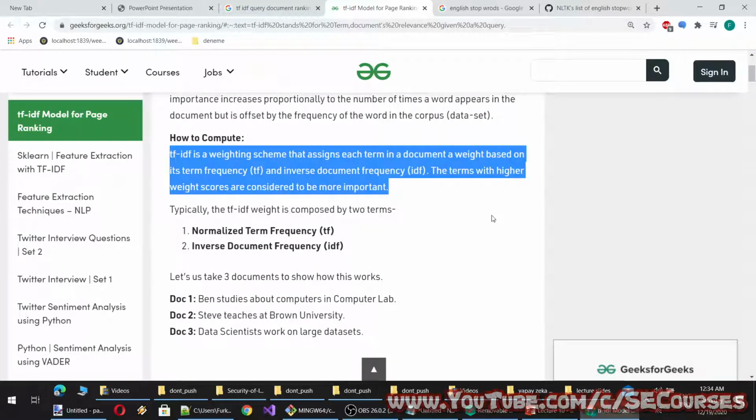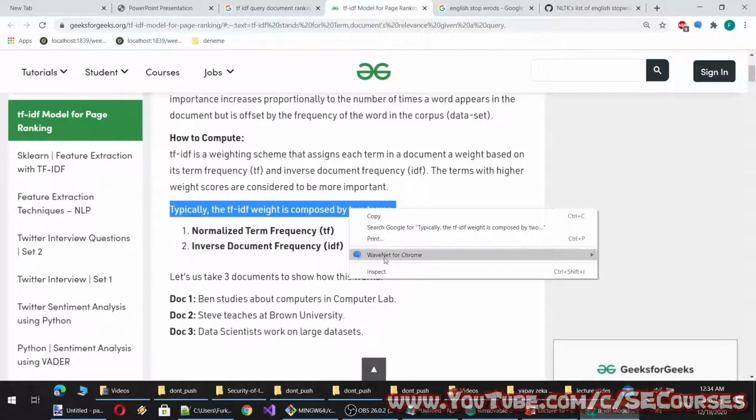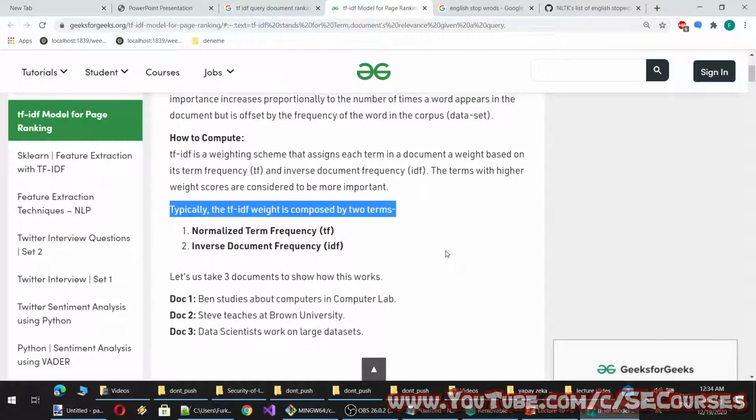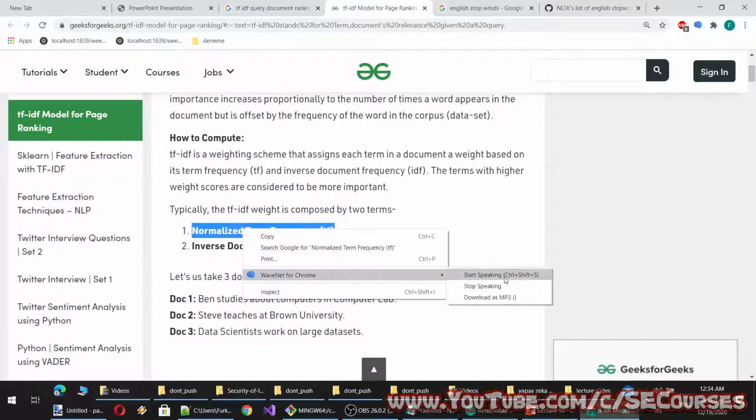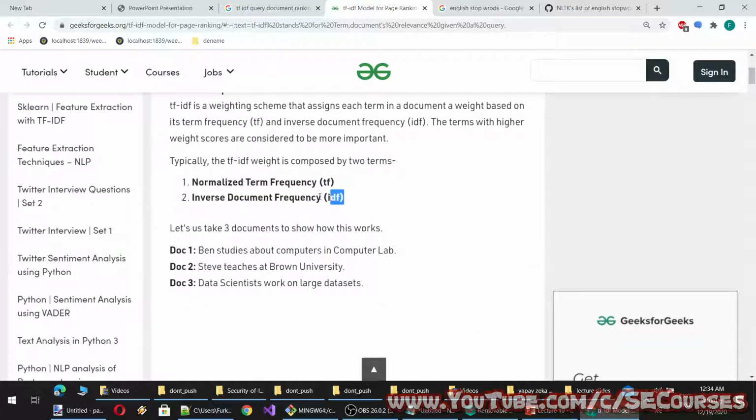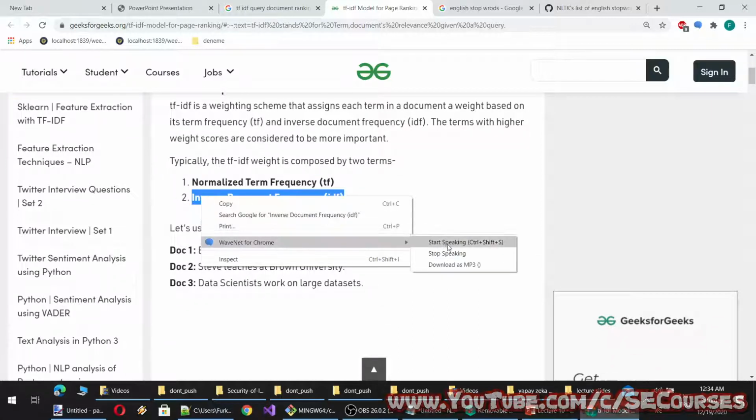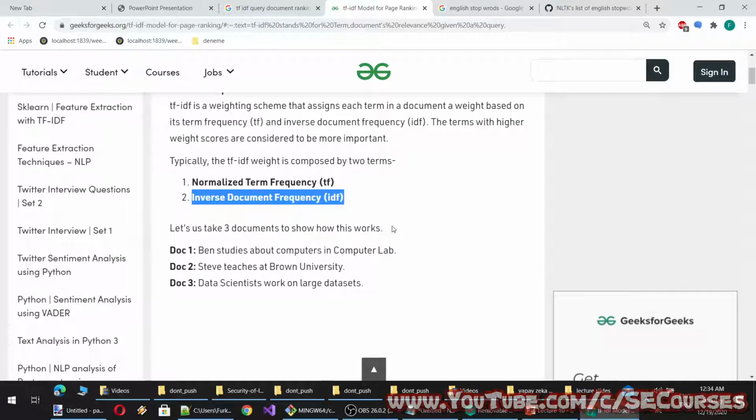Tf Idf is a weighting scheme that assigns each term in a document a weight based on its term frequency, Tf, and inverse document frequency, Idf. The terms with higher weight scores are considered to be more important. Typically, the Tf Idf weight is composed of two terms: normalized term frequency, Tf, and inverse document frequency, Idf.